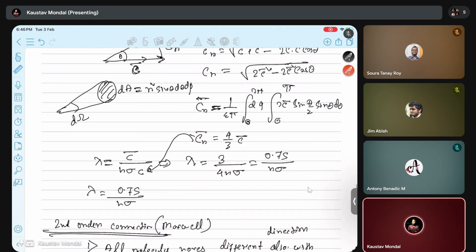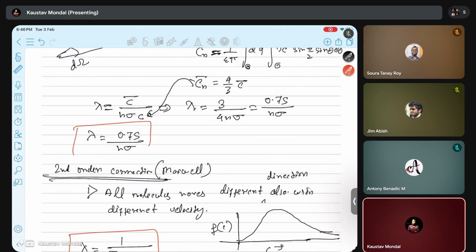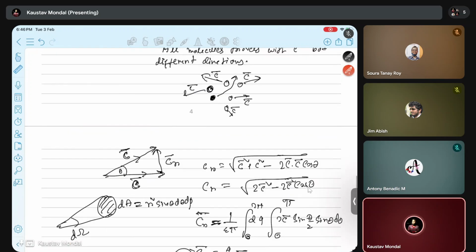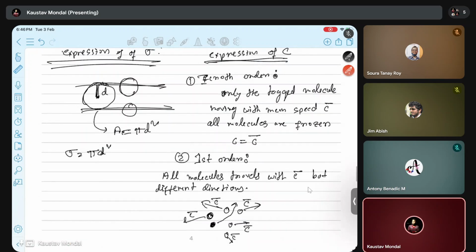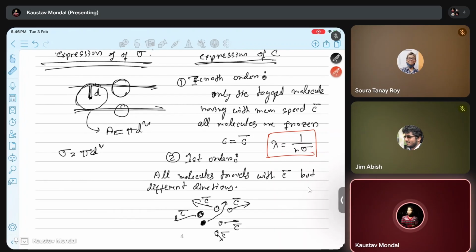So basically there are these three kinds of expression of the mean free path given. So first is this, lambda is basically, with c equal to c bar, 1 by c by sigma. These are the three expressions.